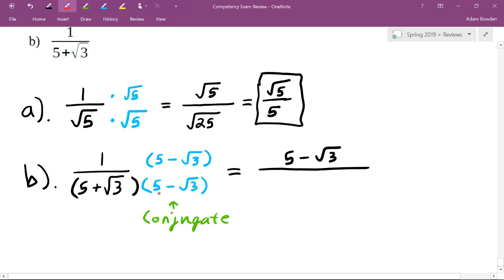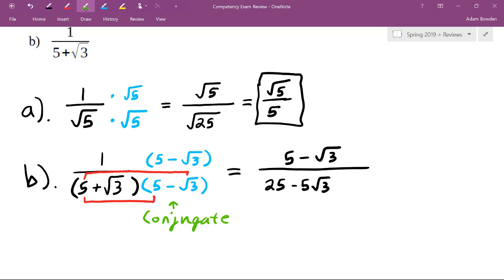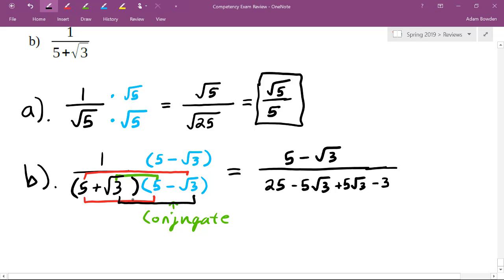So when you FOIL these two things, you got the first, 5 times 5 is 25. The outer, which would be negative 5 square roots 3. The inner, which would be plus 5 square roots 3. And then finally the last. Square root 3 times square root 3 would turn into just 3, in this case a negative 3.